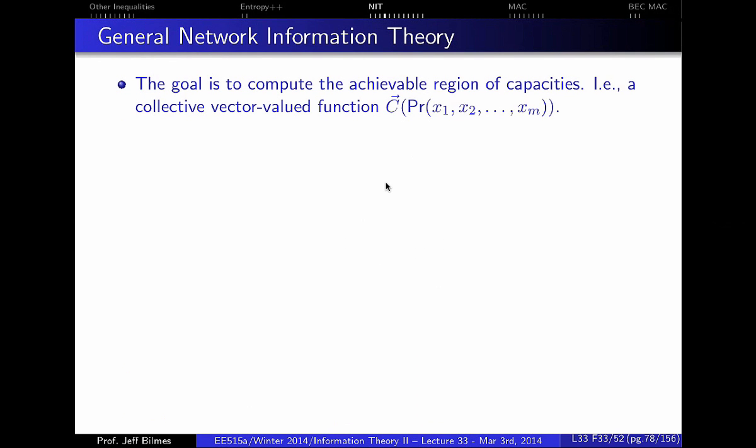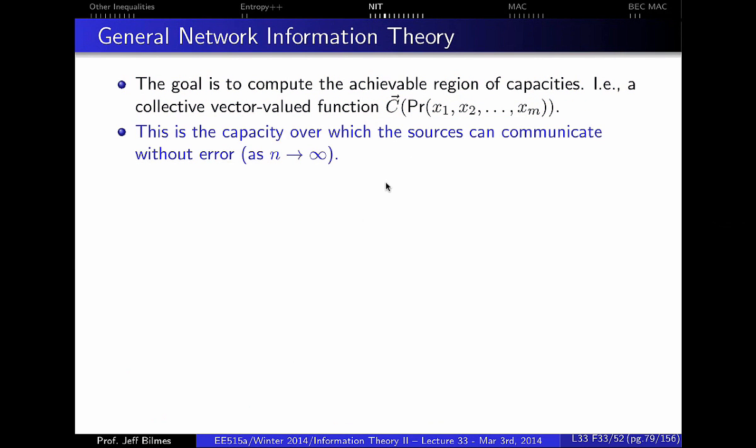So like I said, the goal in some sense is to compute the achievable region of capacity. You have some probability distribution, which in this most general case is a generic joint probability distribution over n random variables. And we have the capacity function, which is really a vector-valued function. It's saying that under this joint distribution, this is what's possible, or maybe it's not possible. So it's the capacity.